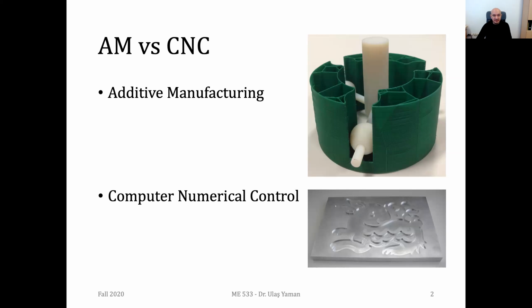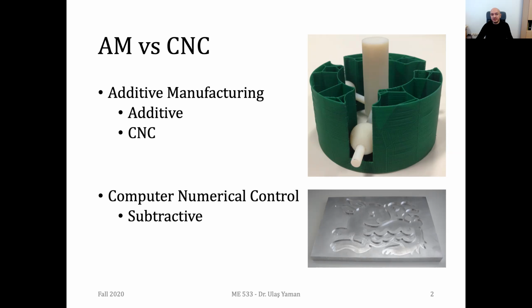The first one, additive manufacturing, as the name implies, we are adding the materials on top of each other so that the part will be fabricated. But in CNC, a type of subtractive manufacturing system, we start with a block of material and then remove material with the help of special tools and try to manufacture various parts. Obviously, the first one is additive, the second one is subtractive.